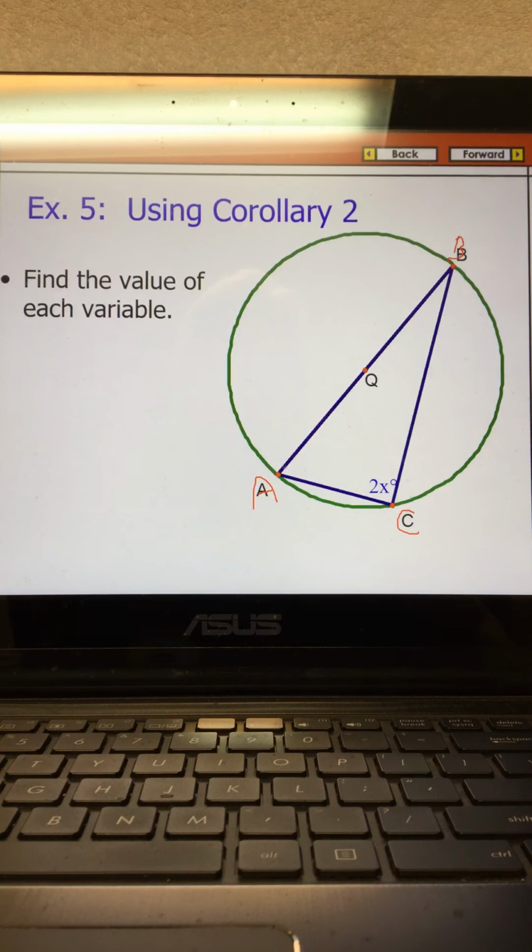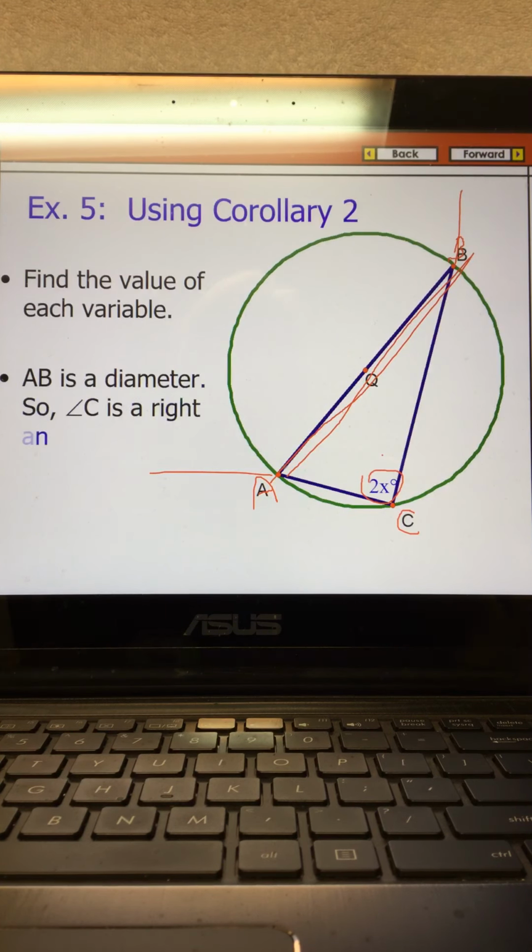All right, so right here we're going to go into some algebra. This angle at C is marked 2x. Y'all, this is a semicircle. It's inscribed inside a semicircle. So that angle at 2x has to be 90, or angle C is a right angle. It measures 90 degrees. So that means 2x has to equal 90, which means x has to be 45.